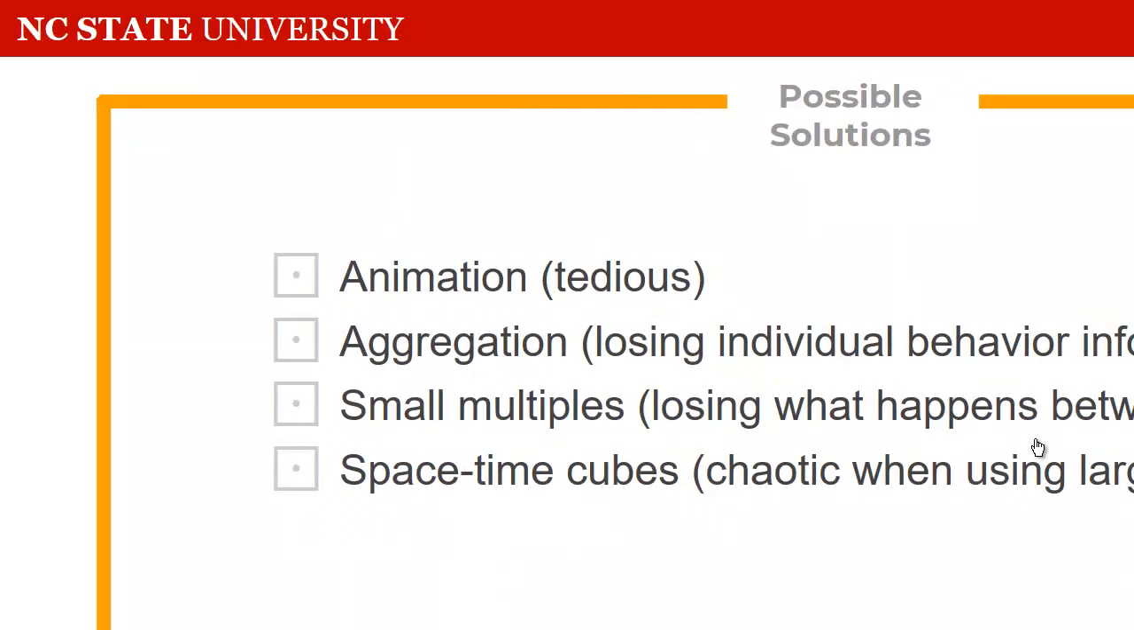So for collective behavior, like a swarm of fish and their movement in space and time, there are some possible solutions, but they have some disadvantages. Like you can use animation, but if the time aspect is very long, the animation will become tedious. And aggregation can be used, but we will lose the individual behavior information. We can use small multiples, but we will lose what happens between the intervals. And finally, we can also use space-time cubes, but space-time cubes will become chaotic when using large data sets.